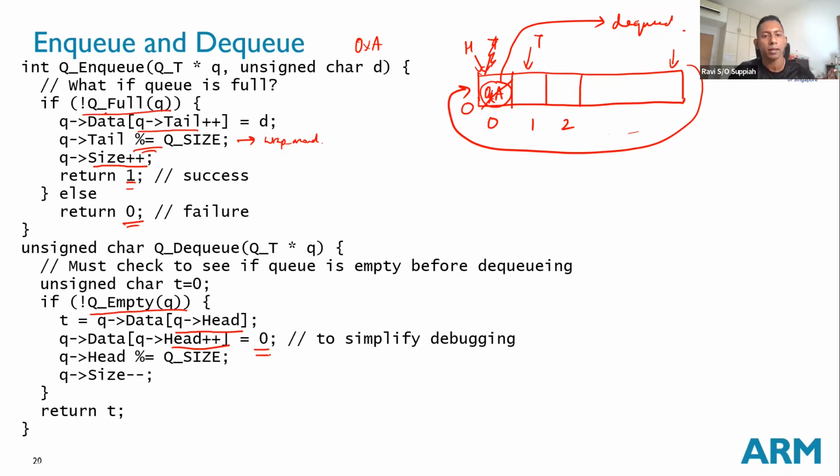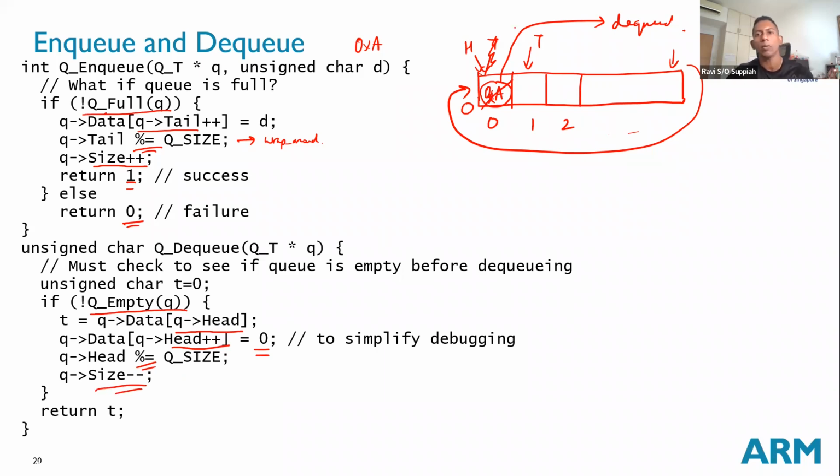So I replace that current data with a 0. Then I do this to wrap around. Why? Because if I reach the end, I go back to the beginning again. That is to do the wrap around, and finally I decrease my size.